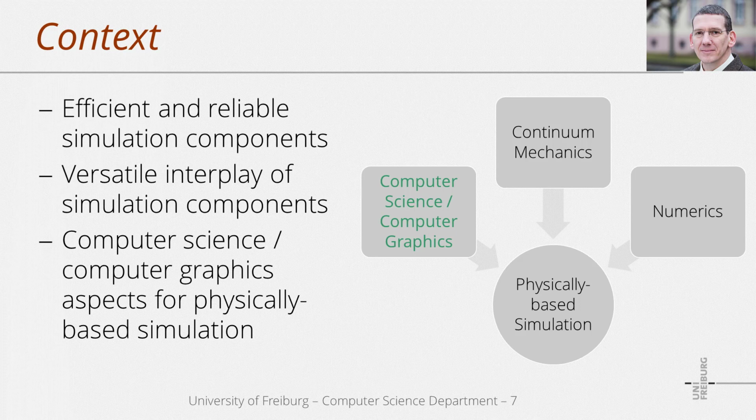So in this course, we discuss computer science aspects in the context of physically based simulation. Among other topics, we will have a focus on algorithms and data structures to realize simulations. In addition to this, we also briefly cover some aspects from continuum mechanics and also from numerics. Here we will look into the derivation of forces from strain and stress definitions, and we will look into numerical integration schemes and linear solvers. All these topics, however, will be discussed from a computer science perspective.